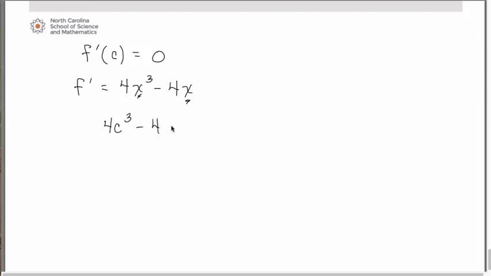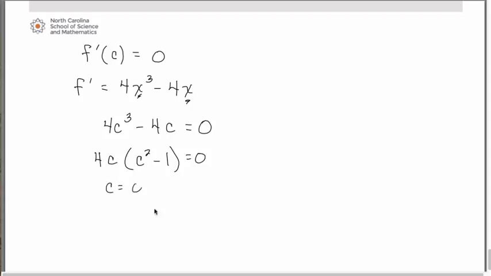So according to Rolle's theorem, there should be a c value in that open interval from negative 2 to 2, so that f prime of c is going to equal 0. So let's go ahead and find the derivative. The derivative simply was 4x cubed minus 4x. If we substitute c in place of our x values, 4c cubed minus 4c is equal to 0. So let's go ahead and factor it. So we have a difference of two squares.